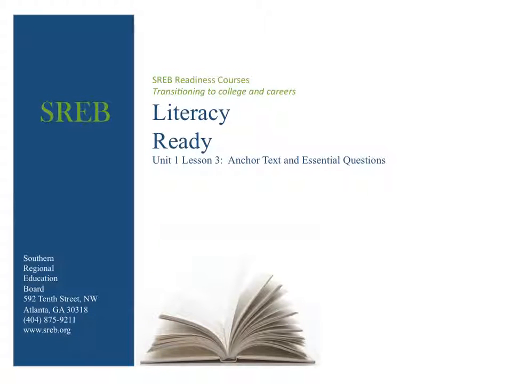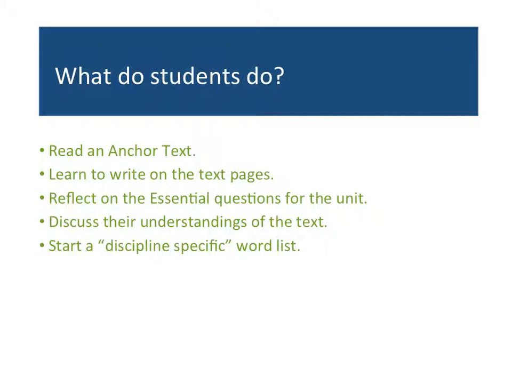Hello, this is History Unit 1, Lesson 3, Anchor Text and Essential Questions. In this lesson, students are going to read what we call an anchor text. That is a text that provides some of the context for the other reading that they're going to be doing in the unit. They're also going to learn to write on text pages, which is something they may not have done yet. They're going to reflect on the essential questions for the unit, discuss their understandings of that anchor text, and they're going to start a discipline-specific word list. That is a list of words that are going to help them learn the content.